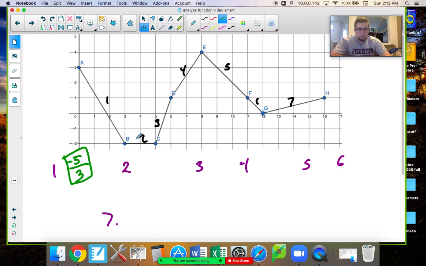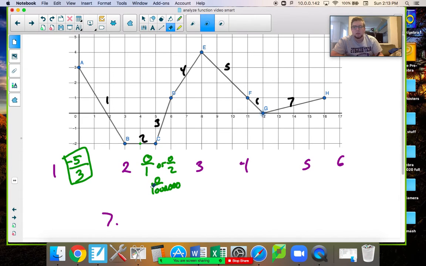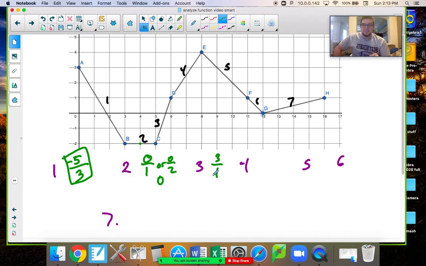Section 2, again, any points. 0 to 1, 0 over 1, 0 over 2 does not matter. 0 over 1 is the exact same thing as 0 over 2. It's the exact same thing as 0 over bajillion. Does not matter because 0 divided by anything is 0. Section number 3. Again, the only 2 points are C and D, so we go up 3 over 1. Yes, you don't technically need the 1, but it doesn't hurt to write it anyway.